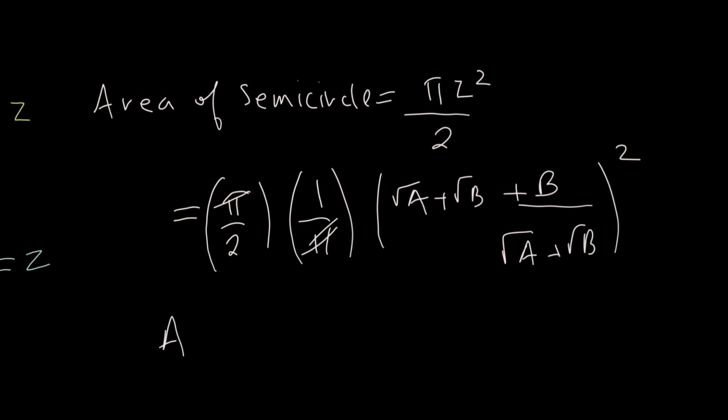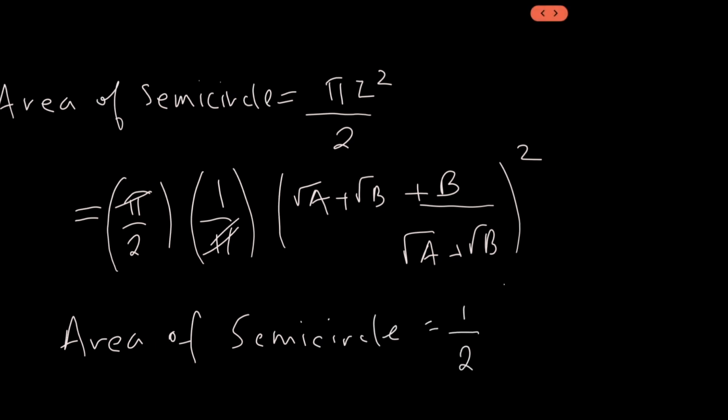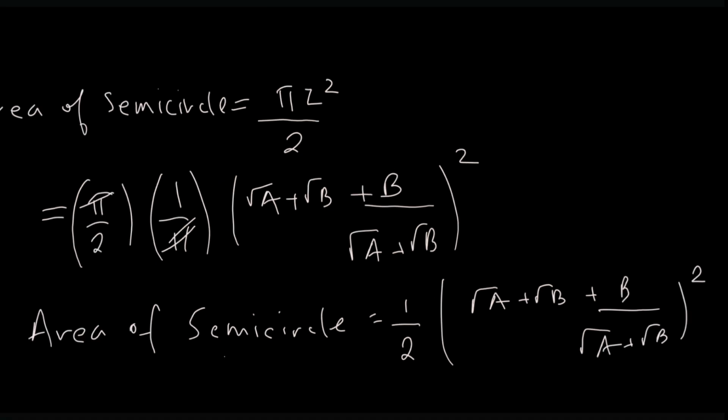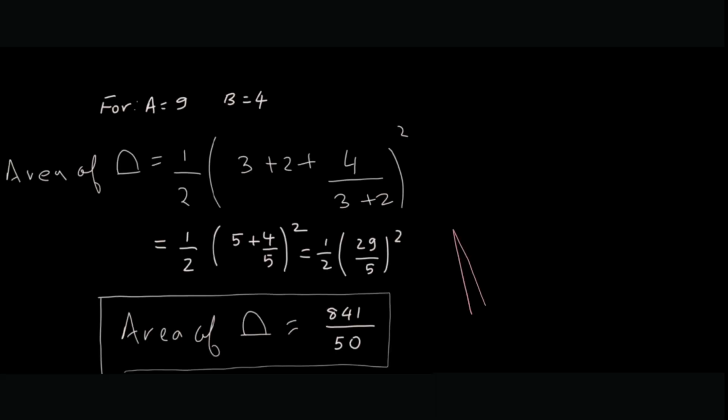So we finally get the area of the semicircle equal to 1 upon 2 multiplied with square root of A plus square root of B plus B upon square root of A plus square root of B, and this thing the complete square. So here we can see that we have completed the goal to get the area of the semicircle in terms of A and B, that is ultimately the area of the quarter circles. So this was my way to solve this particular question.